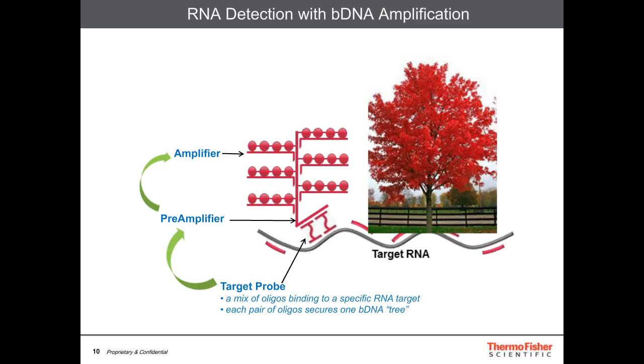The next step is the addition of the amplifier, and the amplifiers are really the branches that bind to this preamplifier. And the last step is the addition of the label probe. And the label probe binds to the amplifier. And from each set of target probes, 2 of these probes, you can have the addition of 400 label probes onto this tree structure, which really allows you the amplification to see the RNA within the cell.